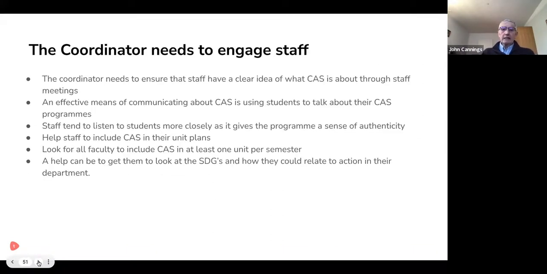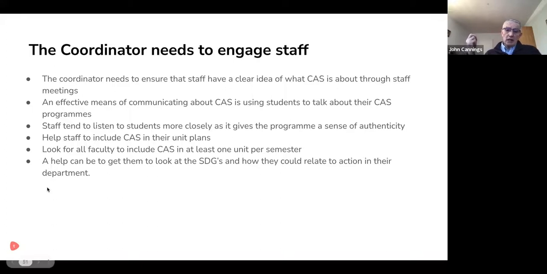And the coordinator really needs to engage staff. And I think this is one of the big challenges in a school. The staff need to have a clear idea of what CAS is about. Quite often in international schools where there's a high turnover, people come in with some amazing misconceptions about CAS. And one of the things which I've found is really effective is actually getting students to talk about their CAS programs to staff. It gives them a much clearer picture of what's involved. And it gives, I think, CAS a much greater sense of authenticity.